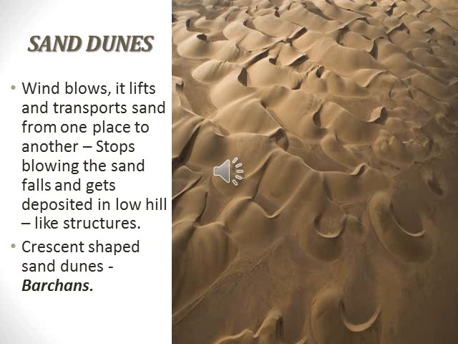When the wind blows, it takes sand along with it. When it stops blowing, so its speed decreases, it drops the sand in a particular place, so that it forms a low hill shape. This is called sand dunes. When the sand dunes look crescent shaped, they are called barchans.